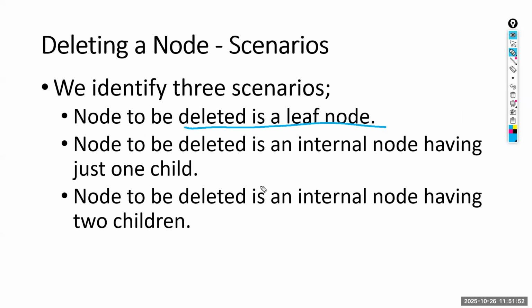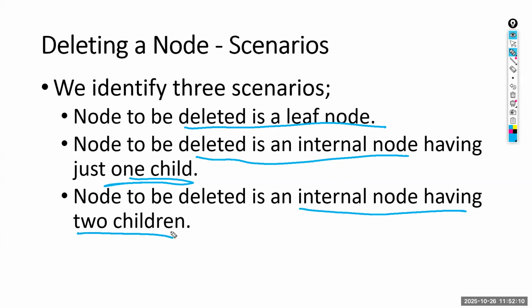Number 2, node to be deleted is an internal node. That is not a leaf node, but it has only one child. That is also not that difficult. Okay. So the third scenario is node to be deleted is an internal node, but it has 2 children. So that is where you need to be a little bit careful.